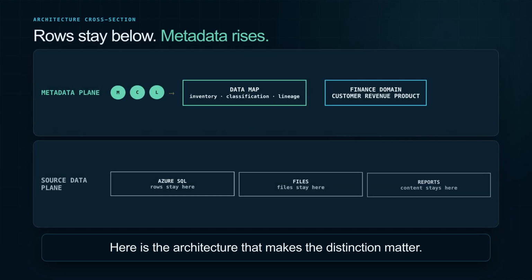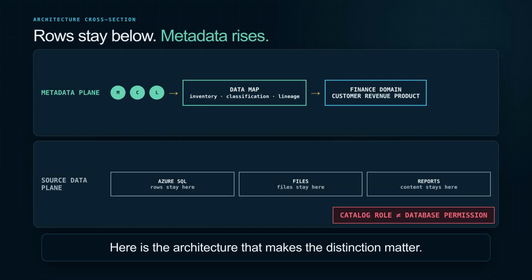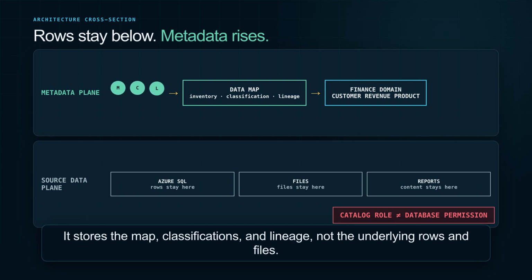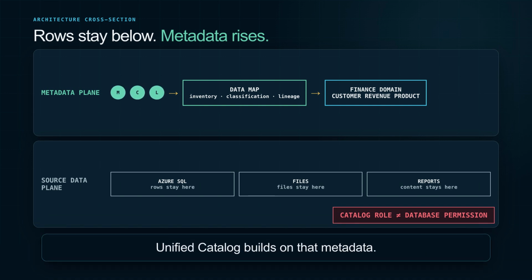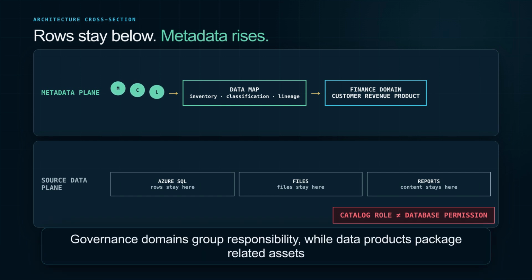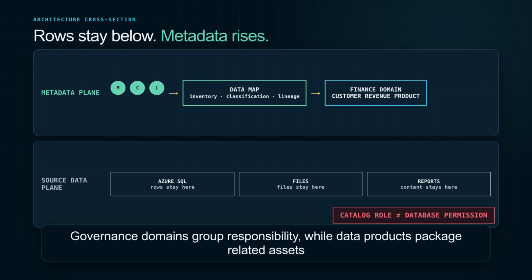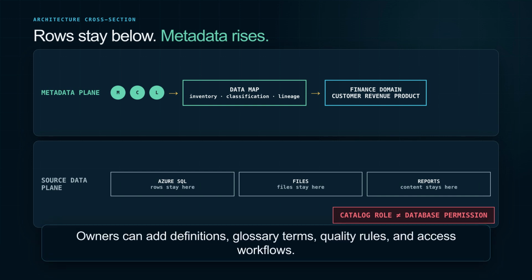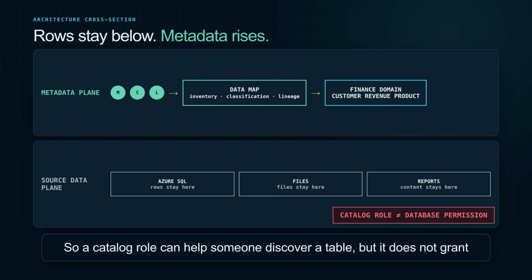Here is the architecture that makes the distinction matter. Data map scans or ingests technical, business, operational, and semantic metadata across supported sources. It stores the map, classifications, and lineage, not the underlying rows and files. Unified catalog builds on that metadata. Governance domains group responsibility, while data products package related assets around a business use case. Owners can add definitions, glossary terms, quality rules, and access workflows. So a catalog role can help someone discover a table, but it does not grant permission to query the database.